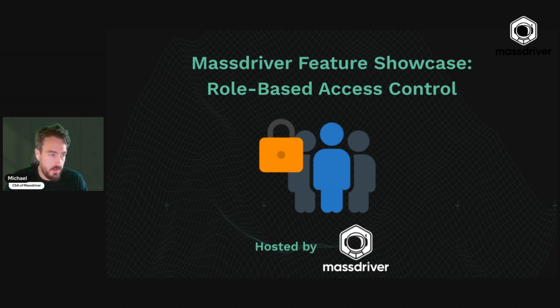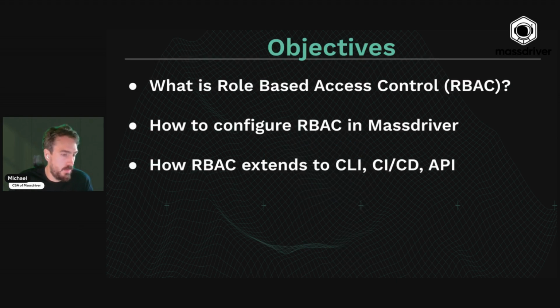So today we are going to be going over a new feature in the Massdriver platform. This is role-based access control. So this webinar should be shorter than usual. We're going to cover a few objectives today for RBAC. So what we're going to do first is define RBAC and why it's so vitally important. We're then going to go into the Massdriver platform. We're going to configure RBAC groups and assign user permissions. And then we'll end on going over how Massdriver's RBAC feature extends to systems like the CLI, CI/CD, and the API.